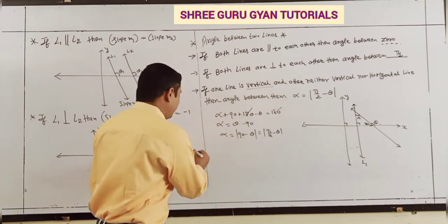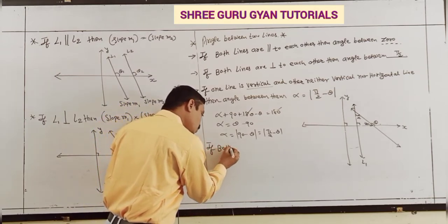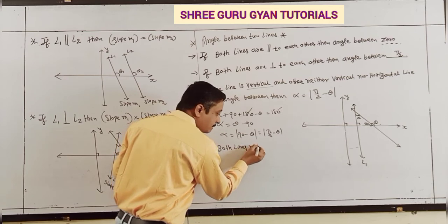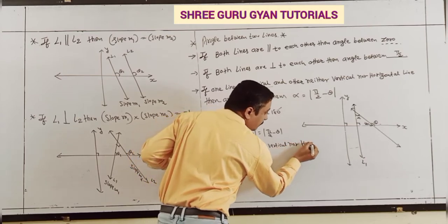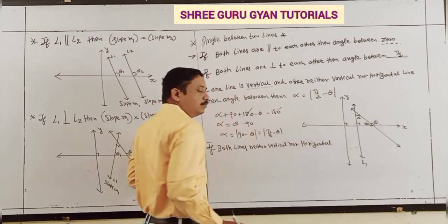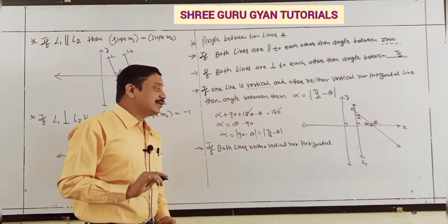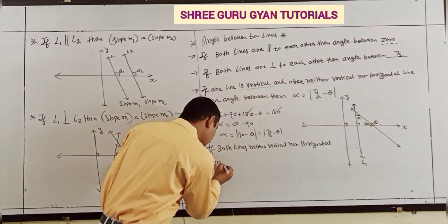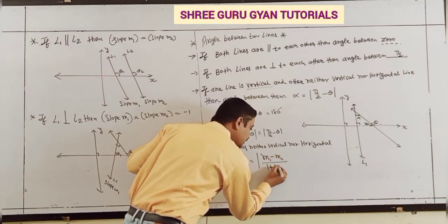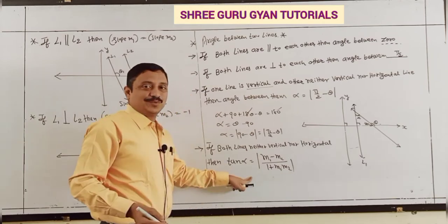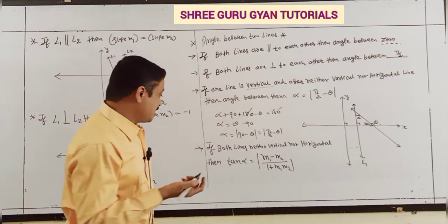Now the fourth case is the main case. If both lines are neither vertical nor horizontal, meaning both have slopes that exist, then students, you can utilize this formula: tan alpha equals m1 minus m2 over 1 plus m1 m2. This is given in your textbook. Case 3 is not given, but remember it by heart, because it can come as one of the MCQs.